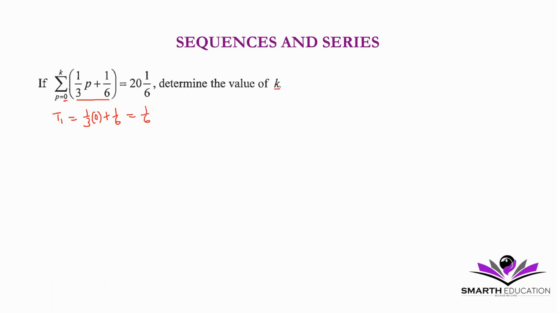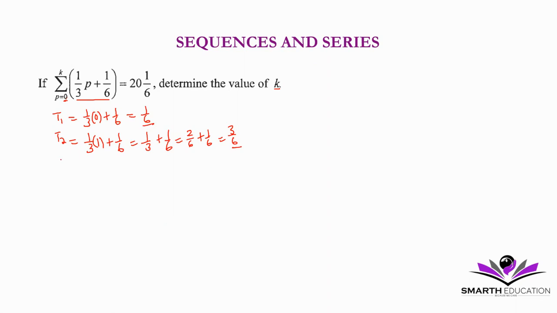And then T2, we're going to substitute 1. We started with 0, so we follow with 1. So T2 is 1 over 3 times 1, plus 1 over 6. Then 1 over 3 plus 1 over 6 is just the same as 2 over 6 plus 1 over 6, which is equal to 3 over 6. Let me leave it as over 6. Let me not simplify it so that you can easily find the common difference there.